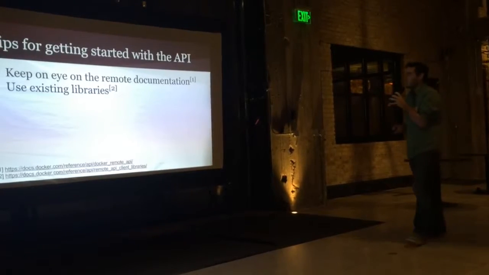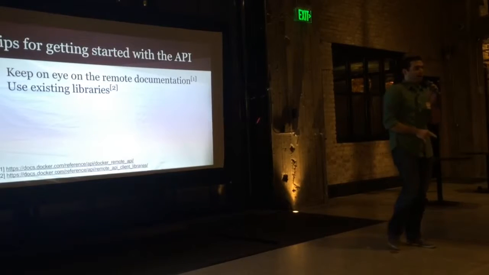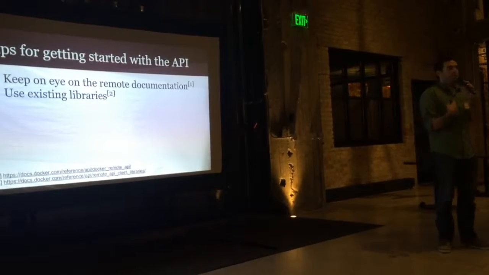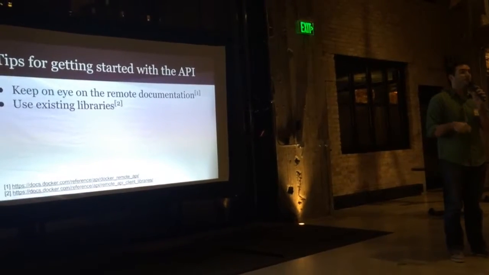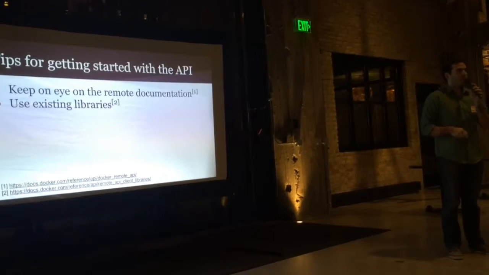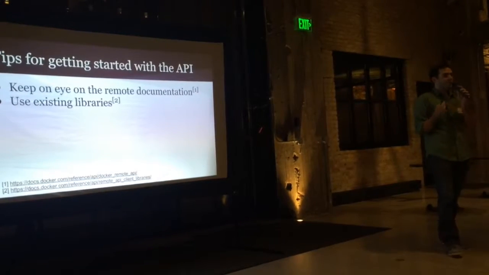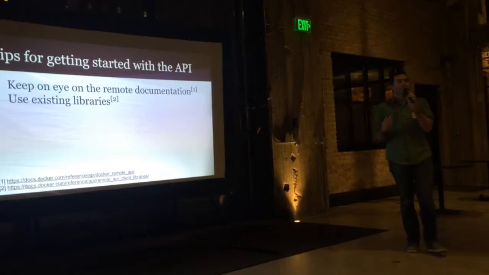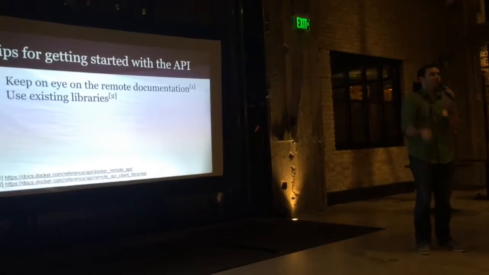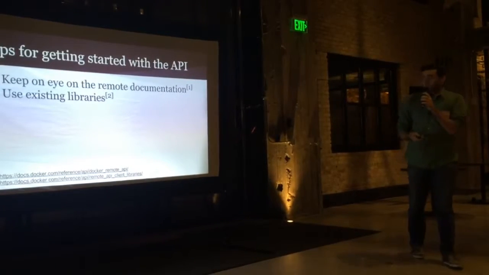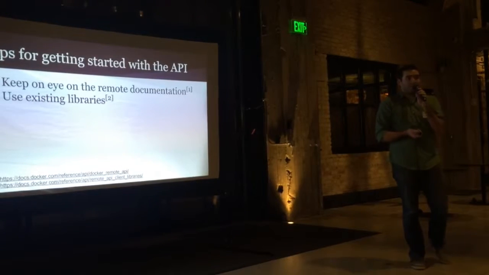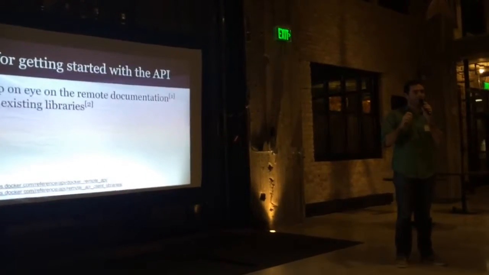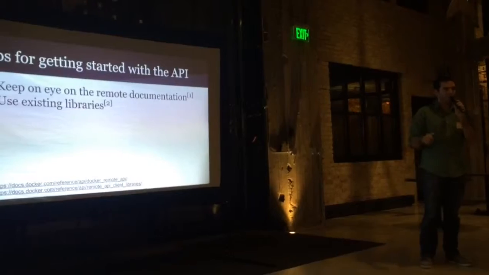Yay! So, tips to get started with the API. If you take nothing else from this talk, take these. Keep an eye on the remote documentation. Docker has the habit of releasing things in the API that they don't announce in their blog posts. There were probably two or three things that they changed in their API from 1.15 to 1.16 that they didn't announce in the blog. I actually had to go to the API documentation and look, and oh hey, they did the thing. And also, don't write it from scratch. Use existing libraries. That's a mess. Unless you know how to do HTTP session hijacking, don't even try, just use the existing libraries.